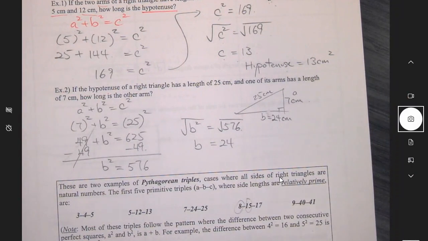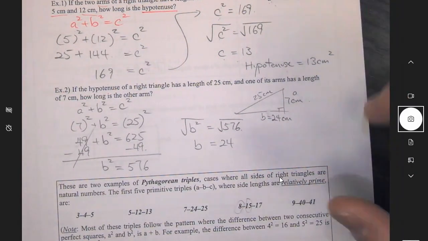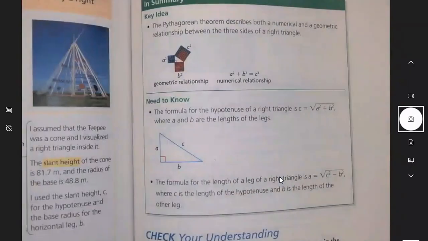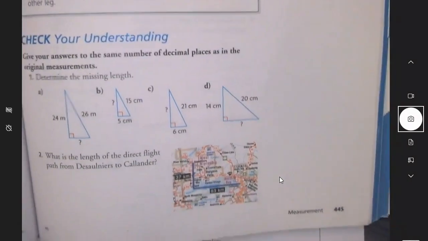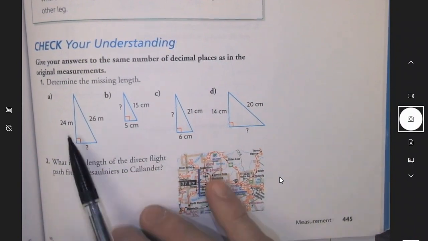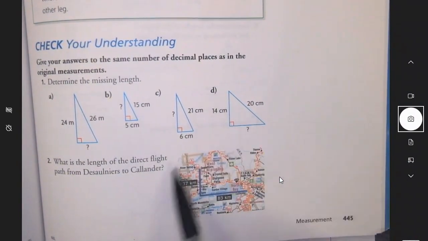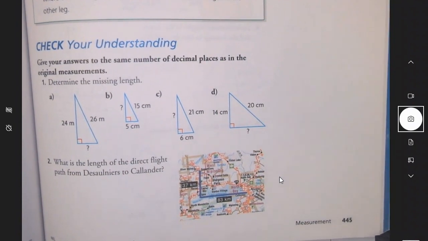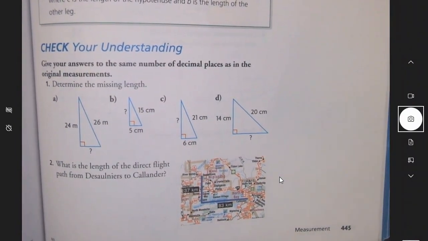What I want you guys to do today, after watching this video, is I have some questions here. I'm going to take a picture of this page. I want you guys to calculate the missing length of all these 4 triangles. I can talk about some of the more complex stuff tomorrow on Friday when I'm in. I hope this works well.